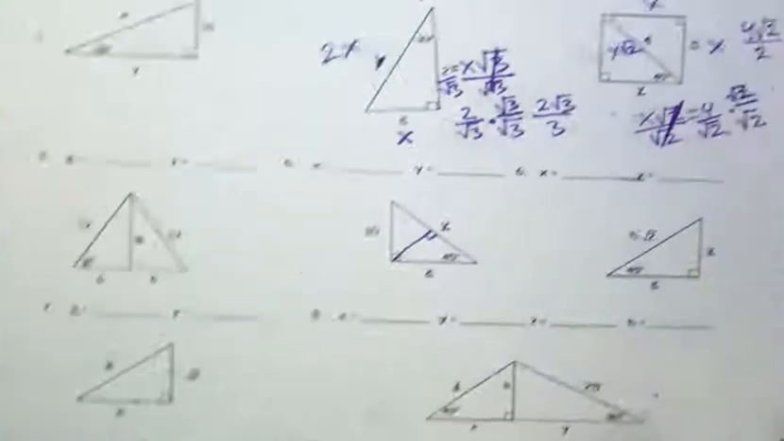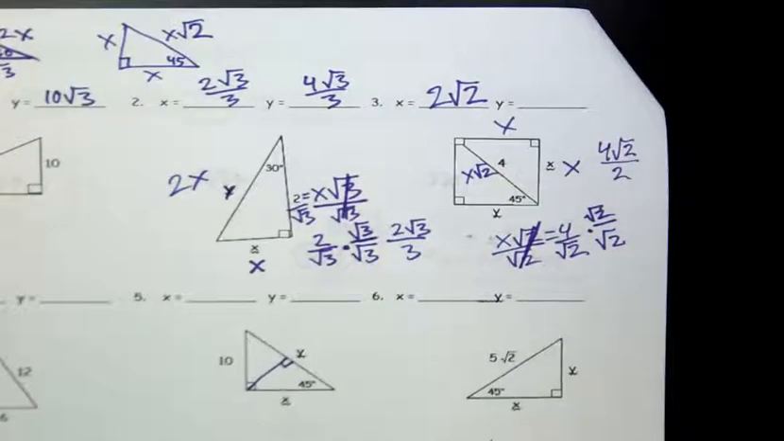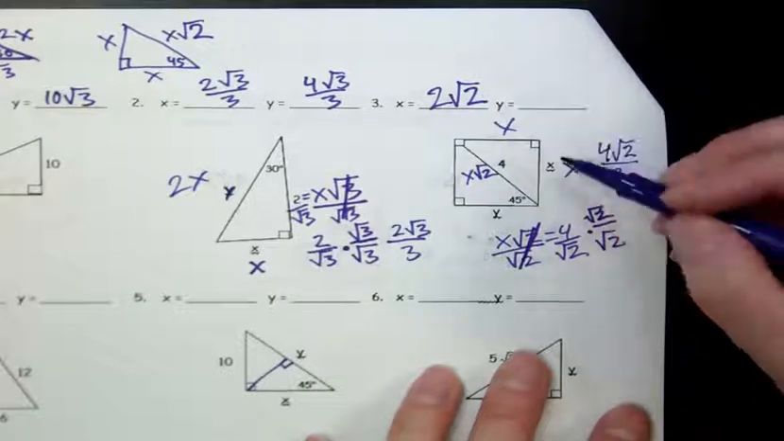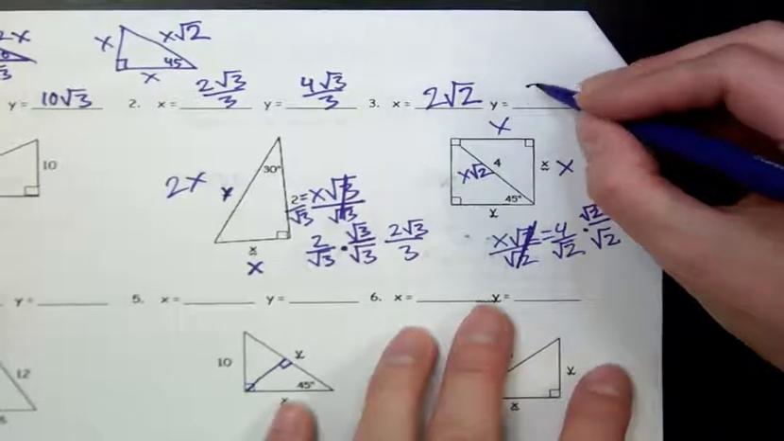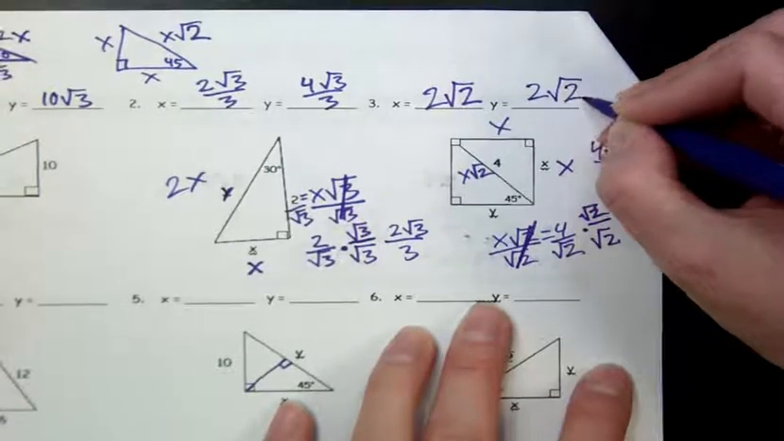Okay. And as I was reminded, we're going back. If x is 2 root 2, what is y? 2 root 2, because they're just the same when we're on the 45, 90.